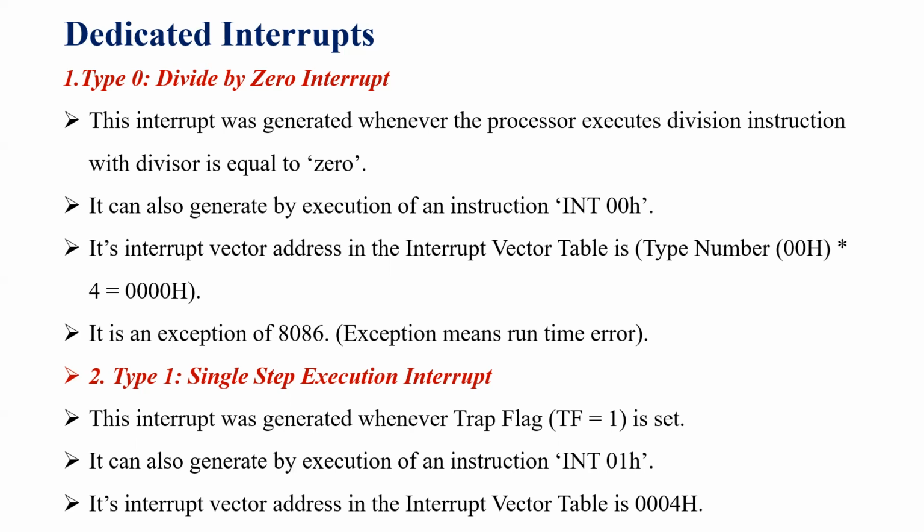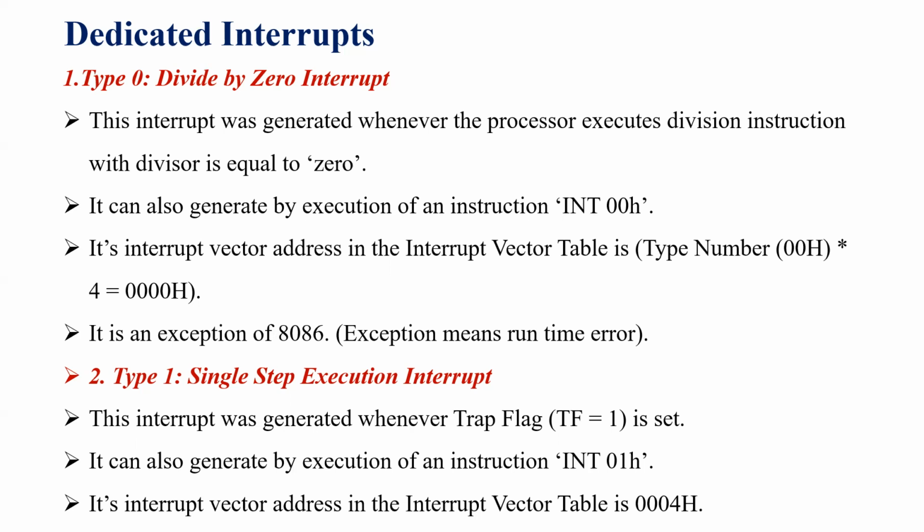Another way is that this interrupt can also be generated by execution of an instruction called INT 00H. You know that interrupts are also generated with the help of software instructions. For our 8086 case, we are using the instruction INT. So this type 0 interrupt we can generate by execution of an instruction called INT 00H.